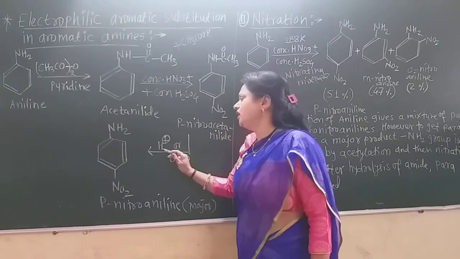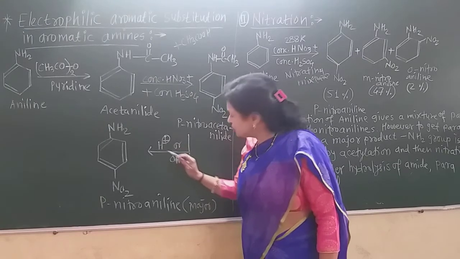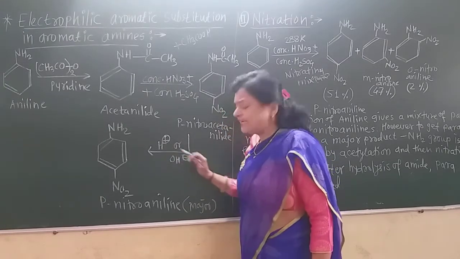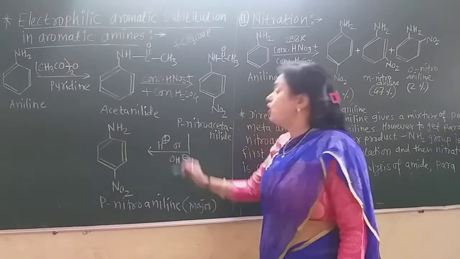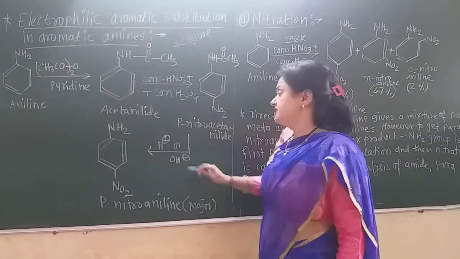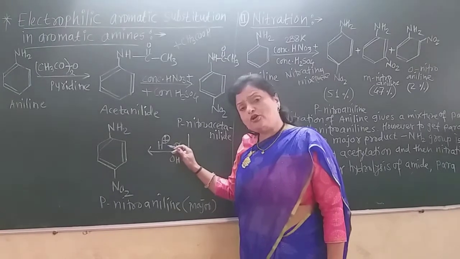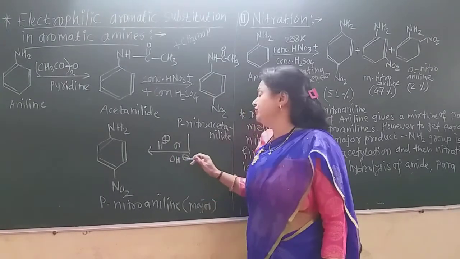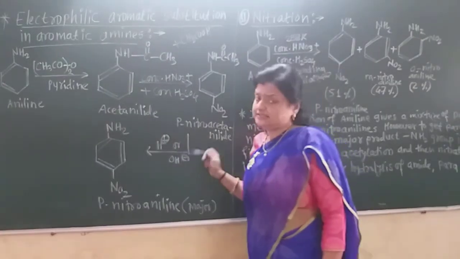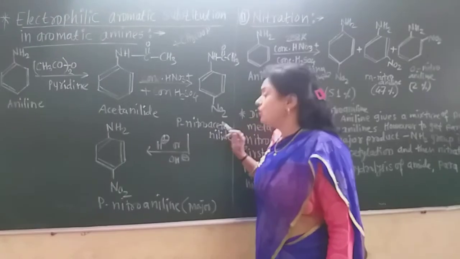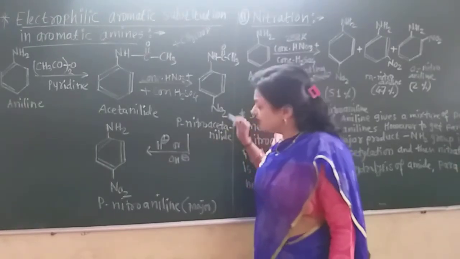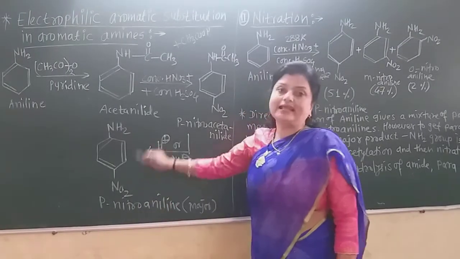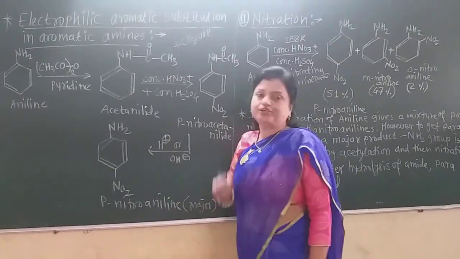para-nitroacetanilide, by using acid hydrolysis or alkaline hydrolysis, we can use either, then we directly obtain the product. If we use acid hydrolysis, dilute acids are used, and if we use alkaline hydrolysis, dilute alkalis are used. After hydrolysis, this para-nitroacetanilide converts into para-nitroaniline. Now this is the major product.